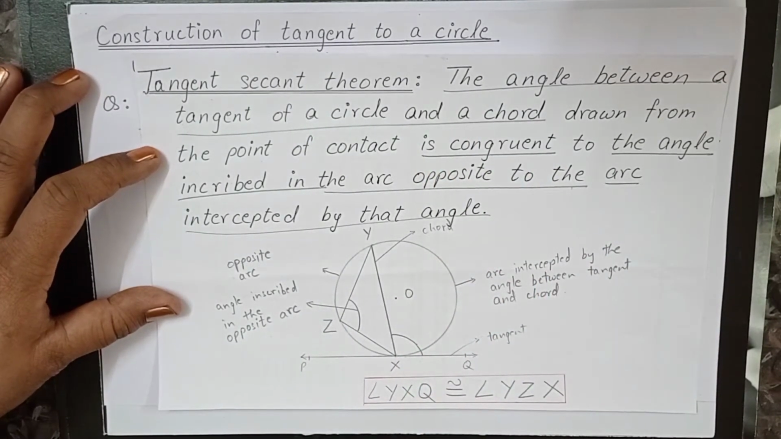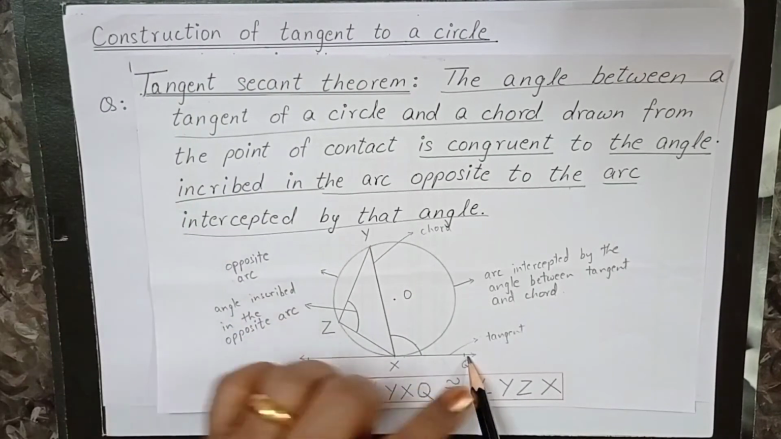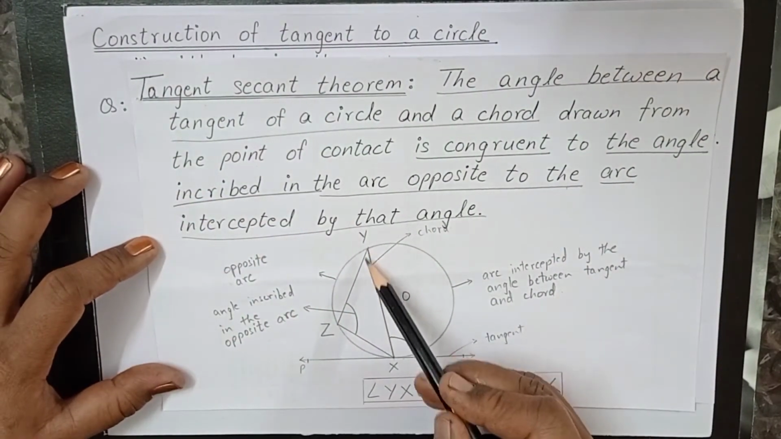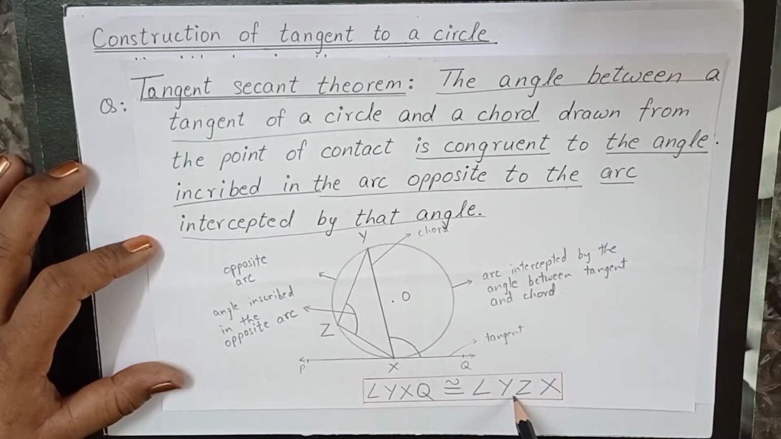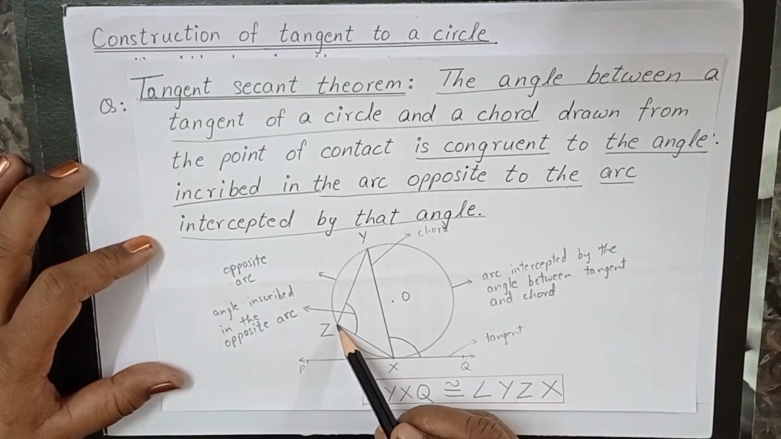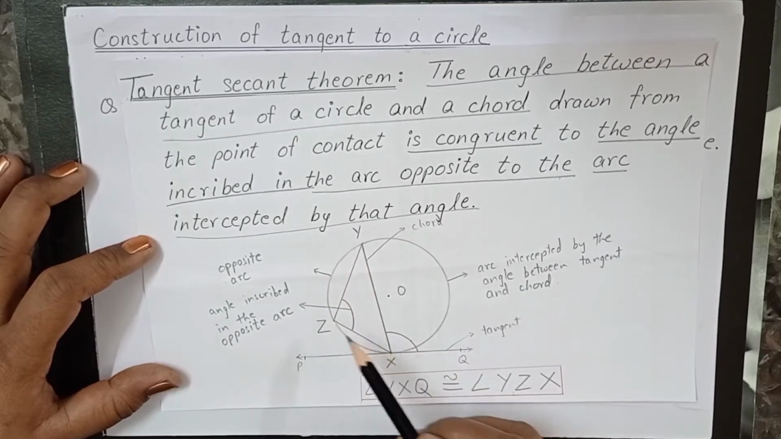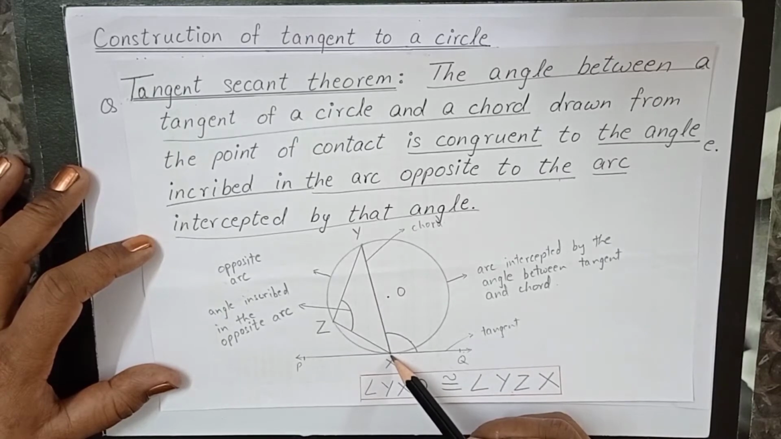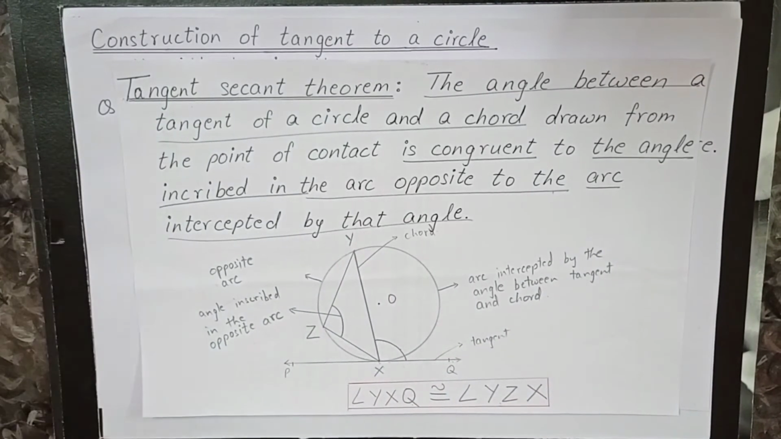They are congruent. That means angle YXQ, the angle between the tangent and the chord, is congruent to YZX. That is the angle which is inscribed in the opposite arc. This point Z can be anywhere in this arc. So whatever is the angle formed by YZX will be equal to the angle formed between the chord and the tangent, which is YXQ. So this is the concept which we are going to use.